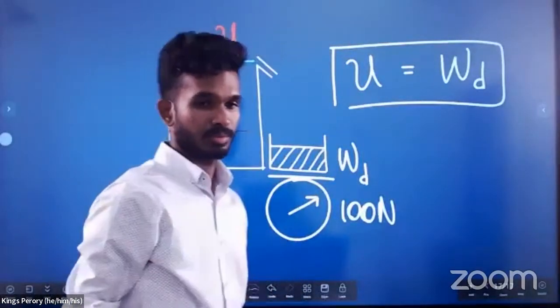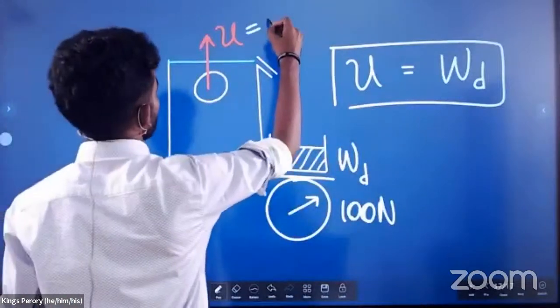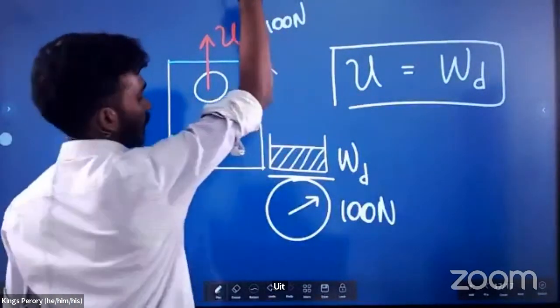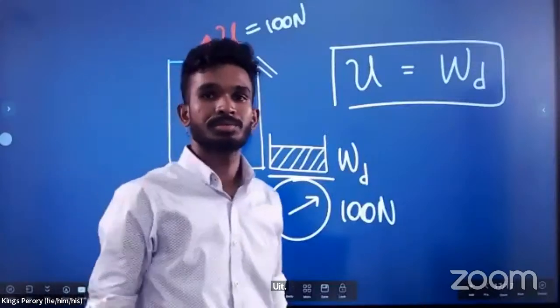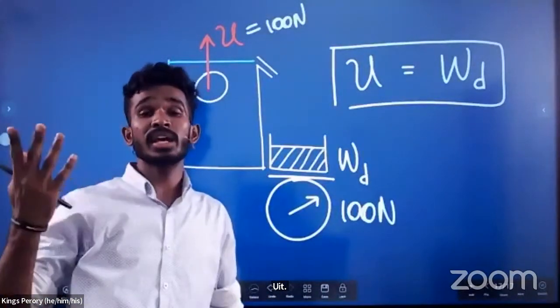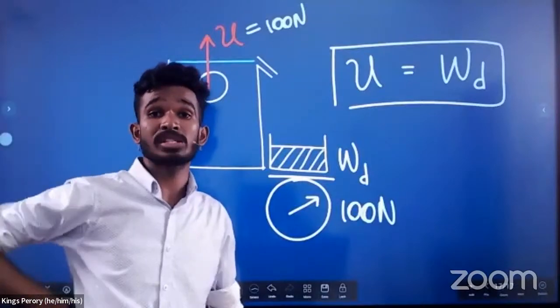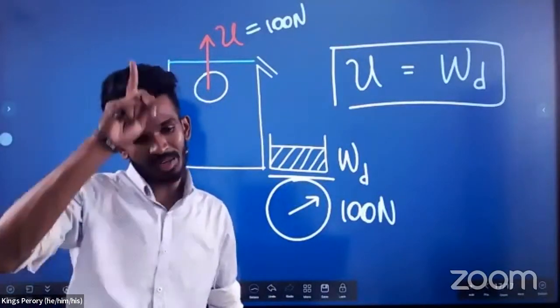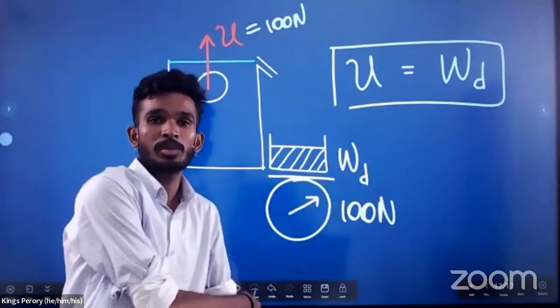100 Newton. This is an important connection, because there is no other way to measure the upthrust. Archimedes found the way to measure upthrust.